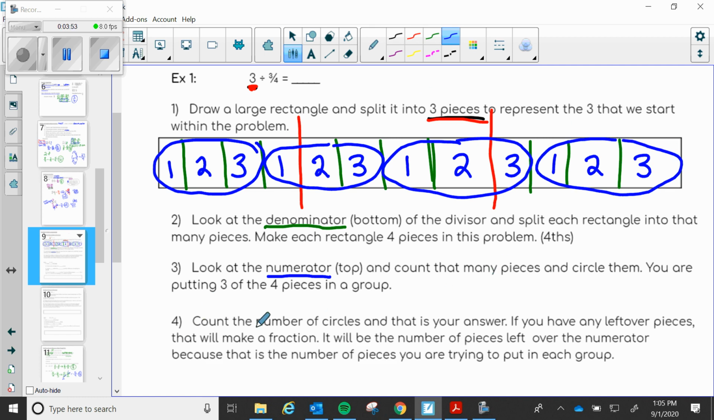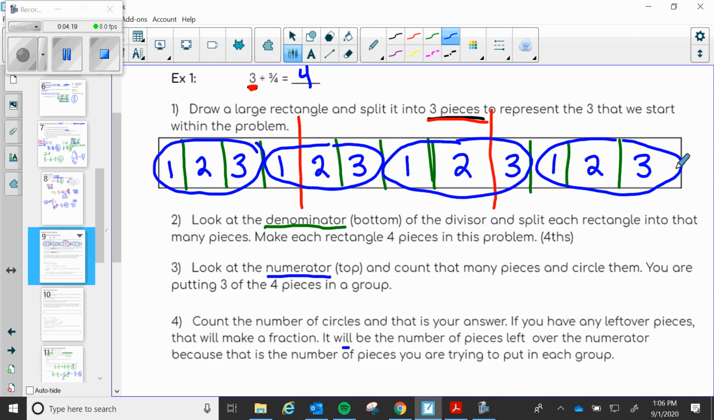Step 4 is you count how many circles, and that's actually your answer. So if our answer were a mixed number, then this is when you would worry about the second part of what this step says. In this case, all we have are circles. So 1, 2, 3, 4 circles. So my answer for this problem is actually 4.